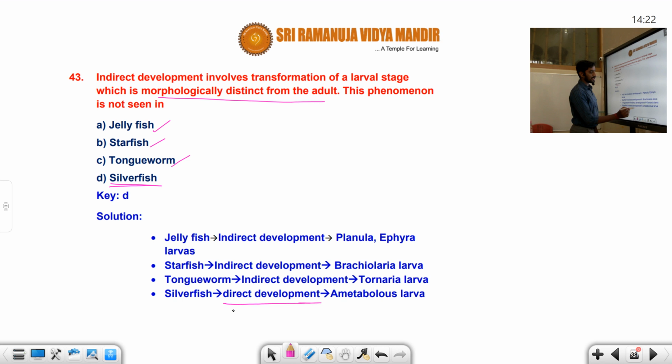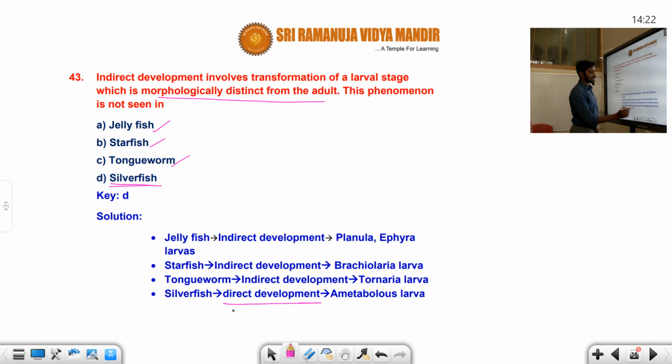Okay, the next one is question 44. Read the following statement and choose the correct option. Statement A is given: in dorsoventrally flattened worms, removal of nitrogenous waste occurs through flame cells. This is the correct statement. Again, what are the dorsoventrally flattened worms? They are the flatworms, nothing but Platyhelminthes. Removal of nitrogenous waste occurs through flame cells. This is correct.